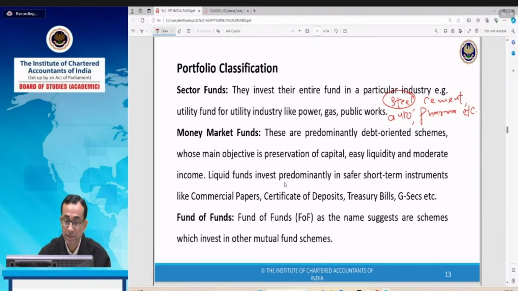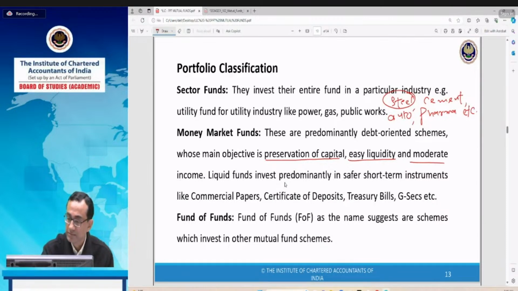Now come to money market funds. This is, you can say, the opposite of sectoral fund, because money market mutual funds are considered to be comparatively very safe instruments. Now, what are these features? The objective is preservation of capital and easy liquidity. It can be purchased anytime, it can be sold anytime. It is for a very short period of time, basically 3 to 6 months, maximum 1 year. That is the money market mutual fund.